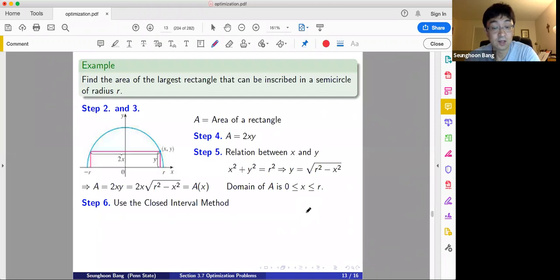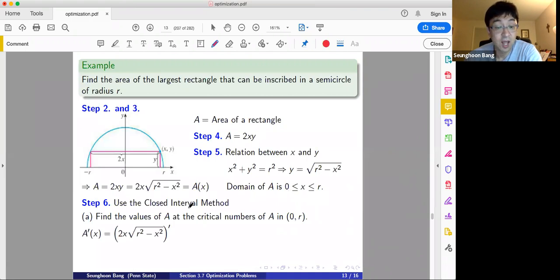So A is a continuous function and the domain is a closed interval. So we can use the closed interval method for finding the absolute maximum of the area A. Find the values of A at the critical numbers of A in [0, r]. What is A prime of x? You can take a derivative here: 2x times the square root of r squared minus x squared, prime.